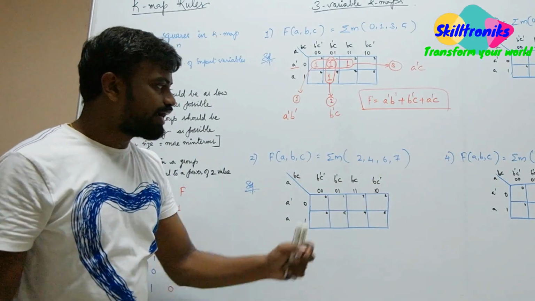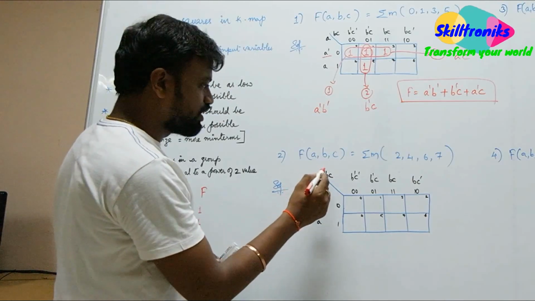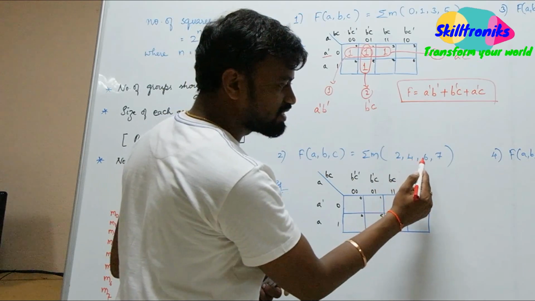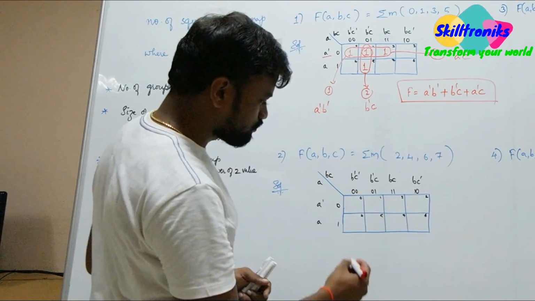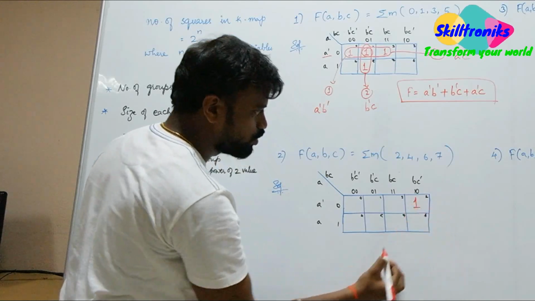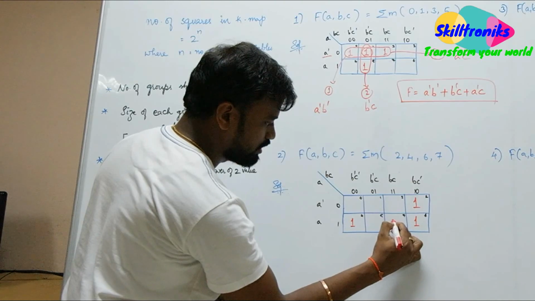Now let us have a look at another example of a 3 variable K-map, or a 3 input variable Boolean function. f of a, b, c is equal to summation of small m of 2, 4, 6, 7. Let us map the minterms first: 2, 4, 6 and 7.